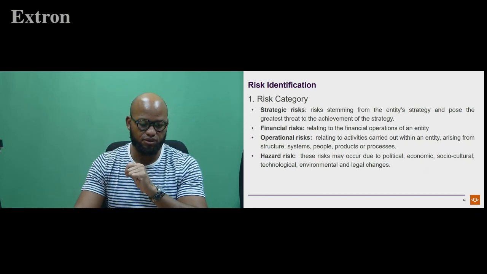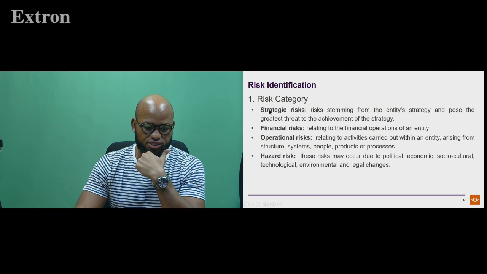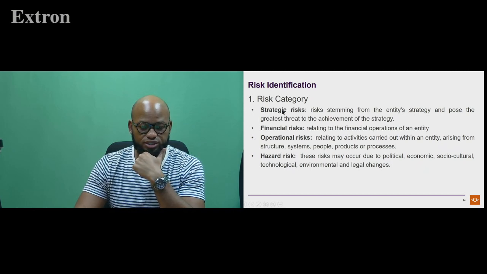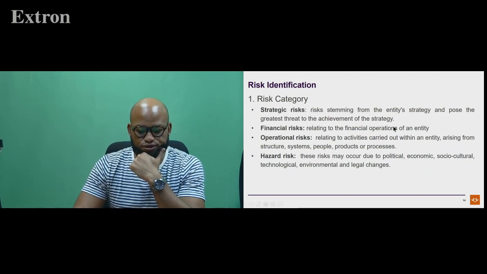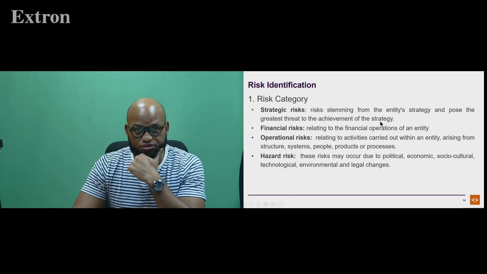Okay, so the different buckets are firstly strategic risks. These are the most important risks, because they stem from the entity's strategy and pose the greatest threat to the achievement of that strategy.